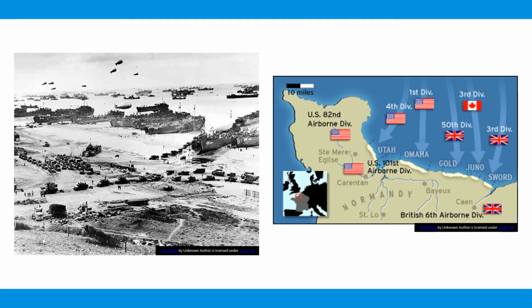So here are some pictures. On the left-hand side, you'll see this is obviously part of the operation with the boats, the airplanes, the troops, the tanks. This is obviously after the fighting took place, but you can see how much military force was used. On the right-hand side is a map that planned out how this was going to lay out.